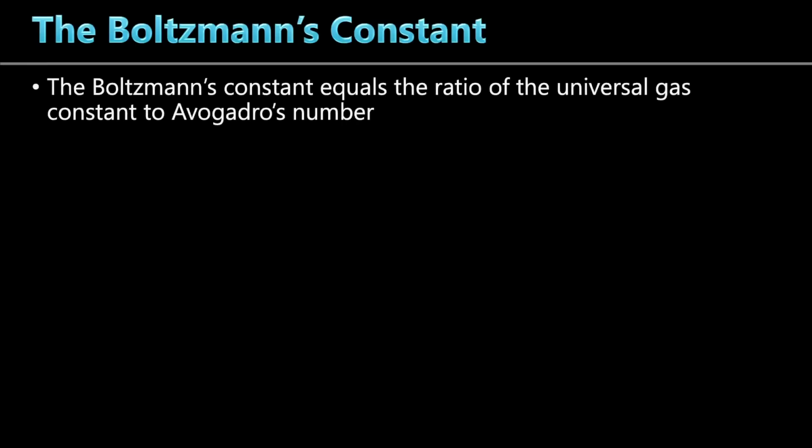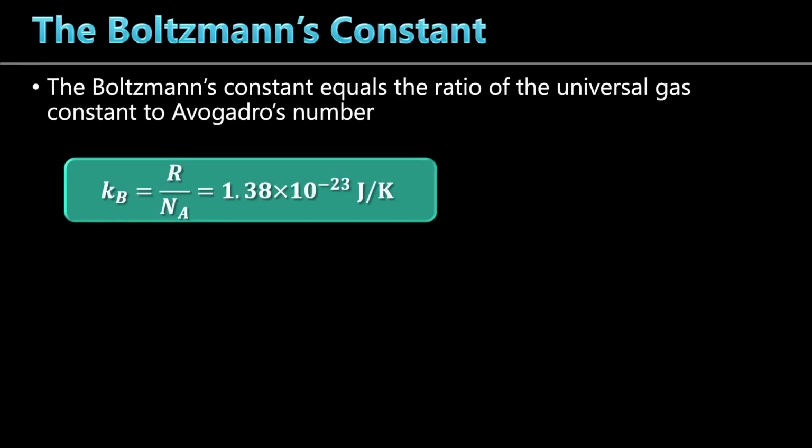That's correct. When we divide R, the universal gas constant, by Avogadro's number, we get another physical constant called the Boltzmann constant, whose value is 1.38 times 10 to the minus 23 joules per Kelvin. So, let's remember that value, 1.38 times 10 to the minus 23 joules per Kelvin. Now, let's go back to the ideal gas law, which says that PV is equal to nRT. There, PV equals nRT.